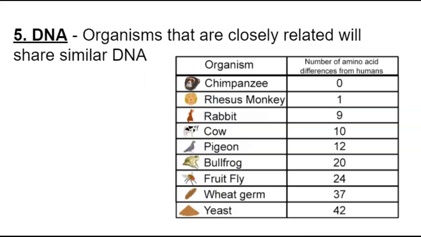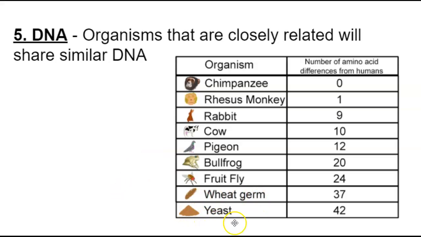And last but not least, we have DNA. Organisms that are closely related will share similar DNA or similar amino acid sequences. If we take a look at our table here, this is comparing it to humans. So we've got the number of amino acid differences from humans. You see in this one gene they're looking at, chimpanzees don't have any amino acid differences from humans. Now, this is one gene, this is not all of their genes. So they're closely related, which makes sense. We think of chimps as being closely related to humans.